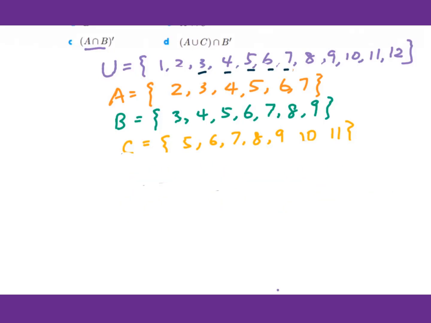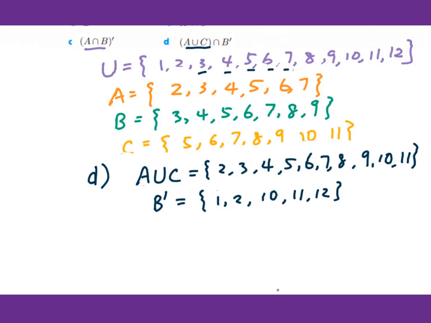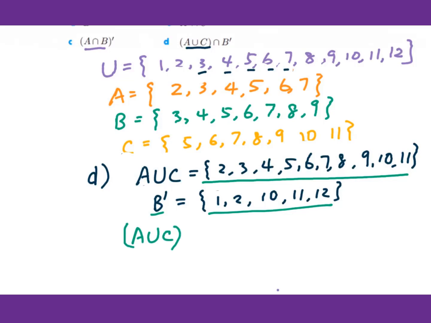Let's go to D. A union C. You will figure out the elements in A union C. Then we already got the complement of set B equals this. Therefore, for this union of A and C intersect complement of set B equals 2, 10, 11, 12.